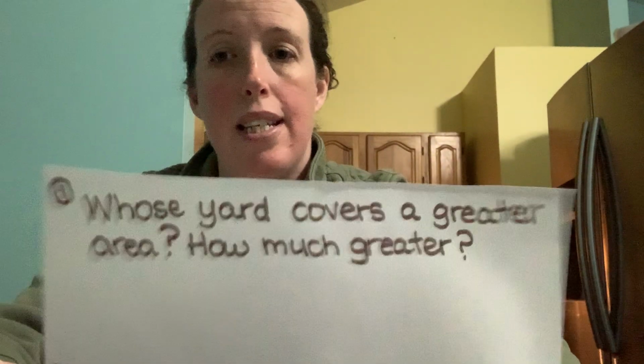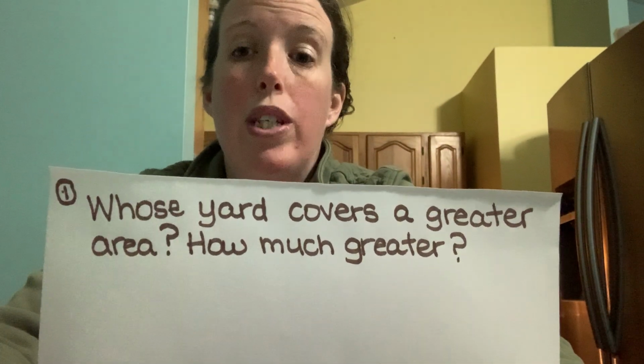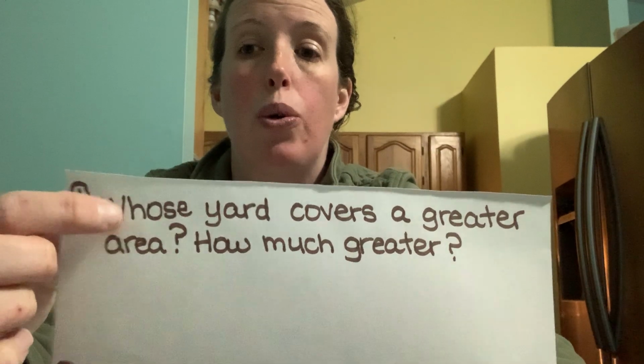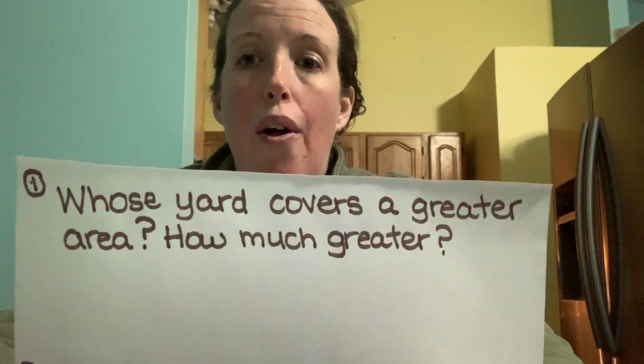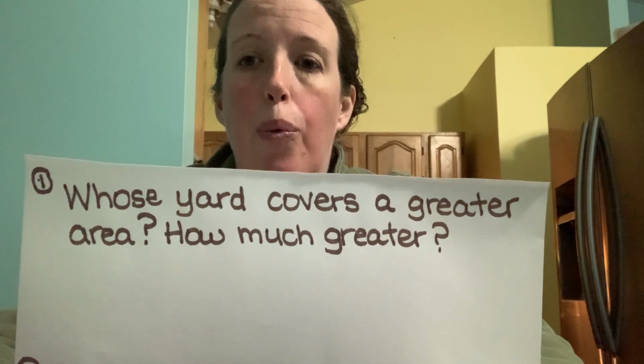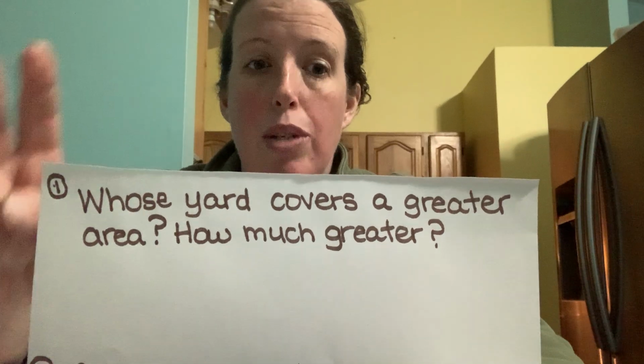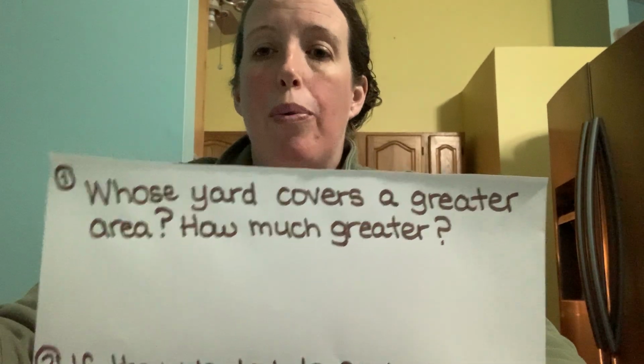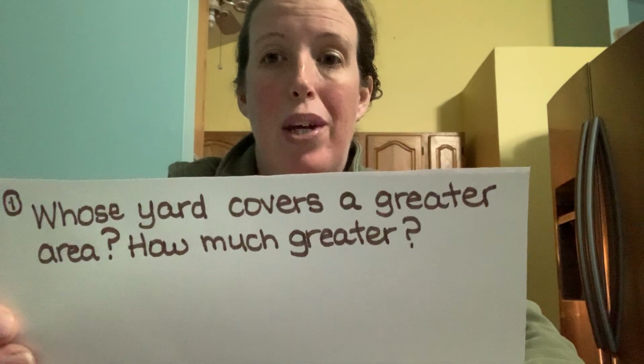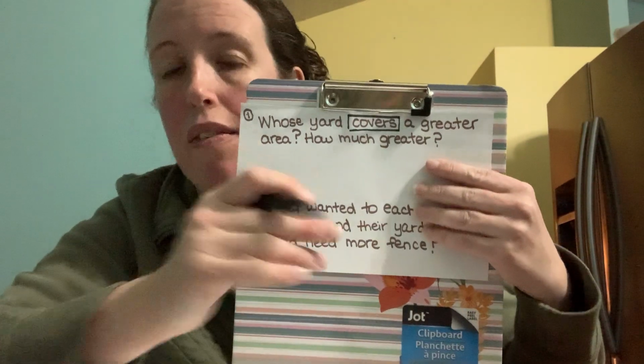Now there are some questions that are going to go with this. The first question says, whose yard covers a greater area, and how much greater? So the fact that it says who means my answer has to be a person. So this is a 2-part question, so I need 2 answers. So right away I notice a keyword, and that word would be covers. And I know when I'm talking about covering, it's going to be the inside of a space. So since it's talking about the inside, this is going to be an area question.